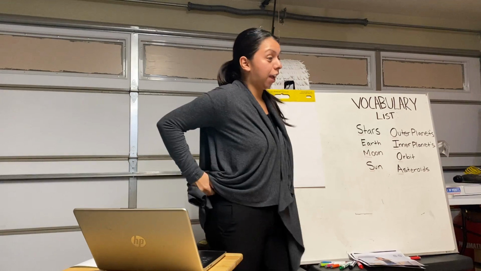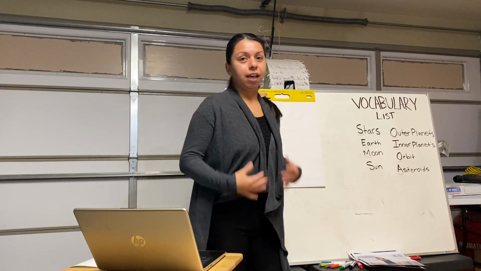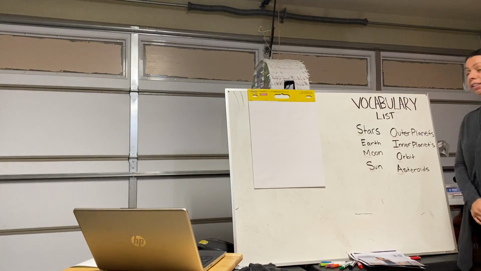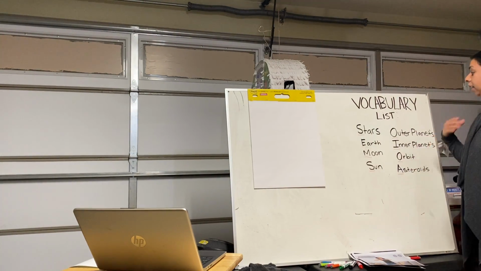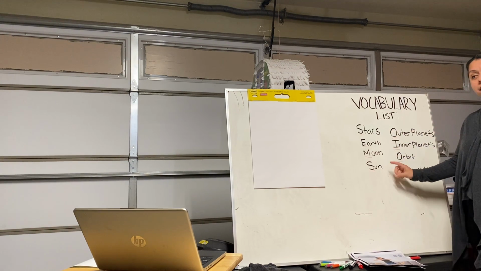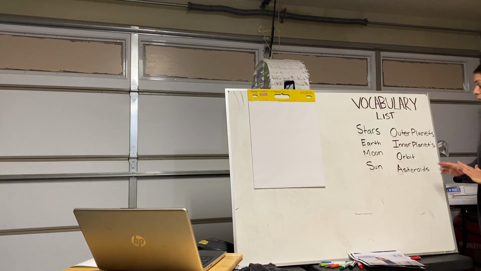Welcome back class. Today we are going to continue doing our vocabulary words. As you see, I have the vocabulary list here. We have gone over stars, Earth, Moon, Sun, the outer planets, the inner planets, and now we're going to focus on orbit, okay?